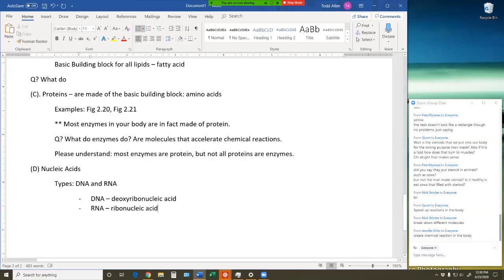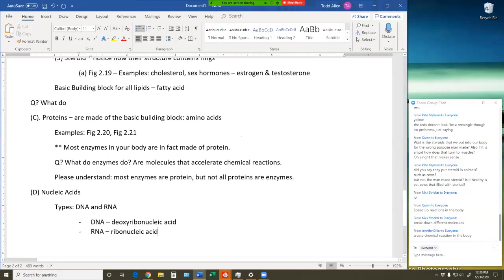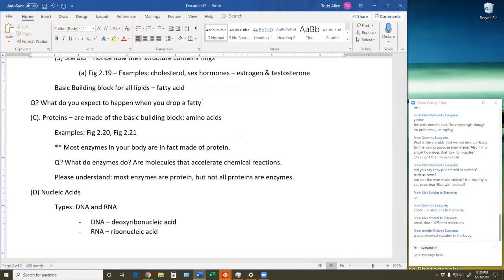Okay. So I'm going to go back up here. On your screen, I've highlighted that the basic building block for all lipids is a fatty acid. So my question for you is this. What do you expect to happen when you drop a fatty acid into water?